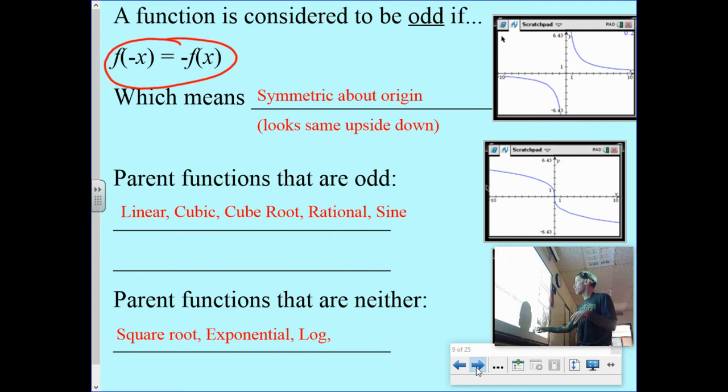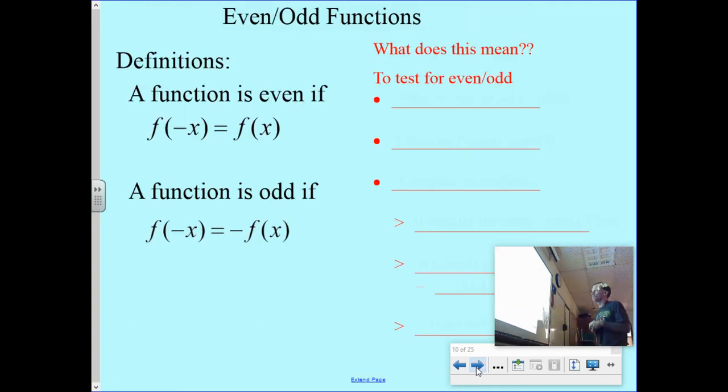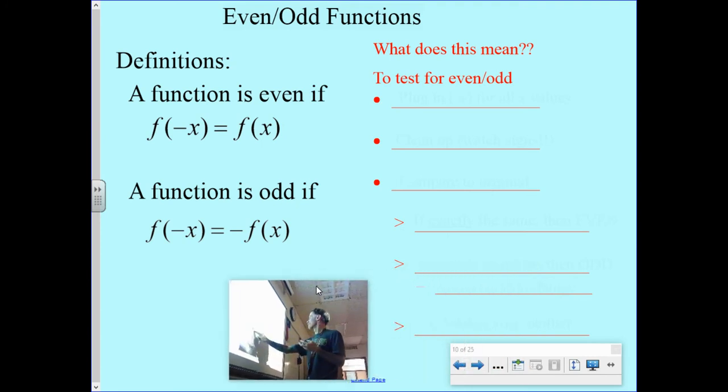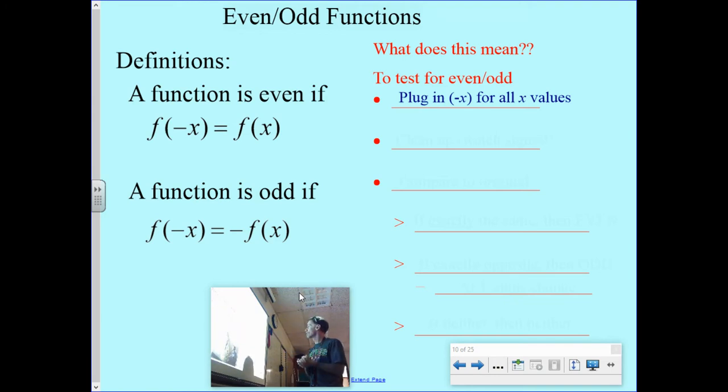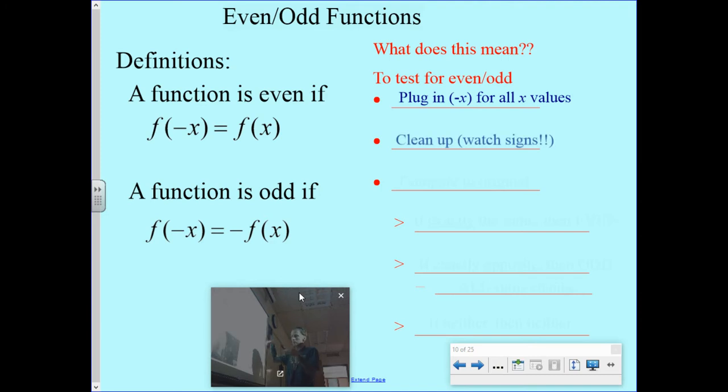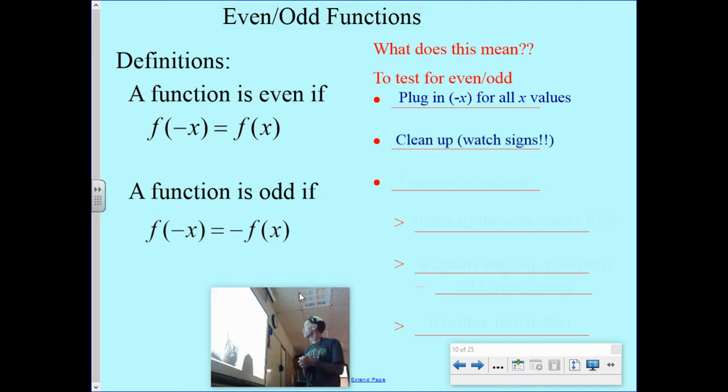Let's talk about the algebra behind it. If you don't see a graph, you can determine if something is even or odd just by running a quick little test. The first thing we do is plug in negative x, literally plug it in to all the x values in the function, and then see what happens. Once you plug it in, we're going to clean it up, do any exponents you have to deal with or what have you.